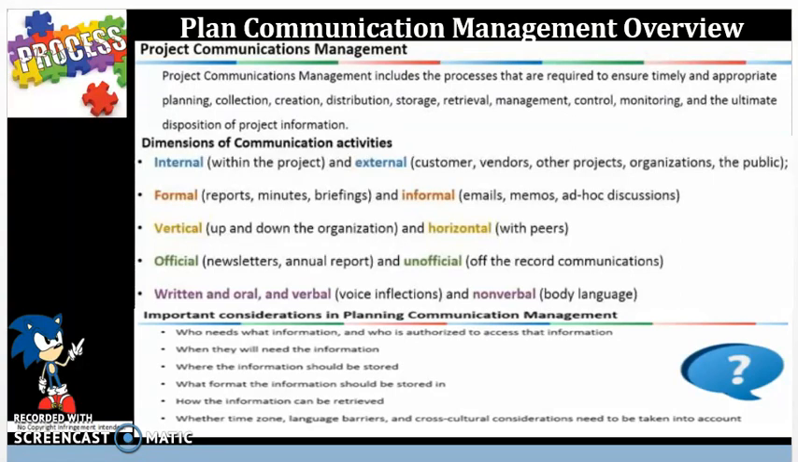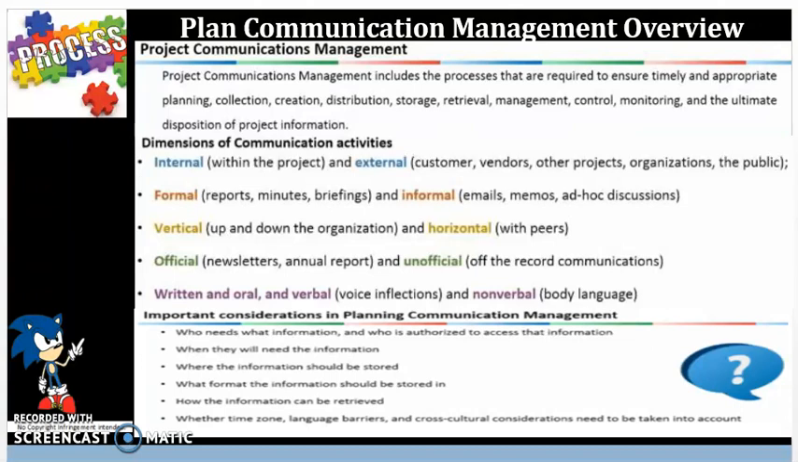Then you have vertical, which is communication between various departments within the organization from the CEO down the company. That's why it's up and down the organization. So if a CEO issues a directive, that information will go from the CEO down to the CFO down to the various other departments such as IT and HR.